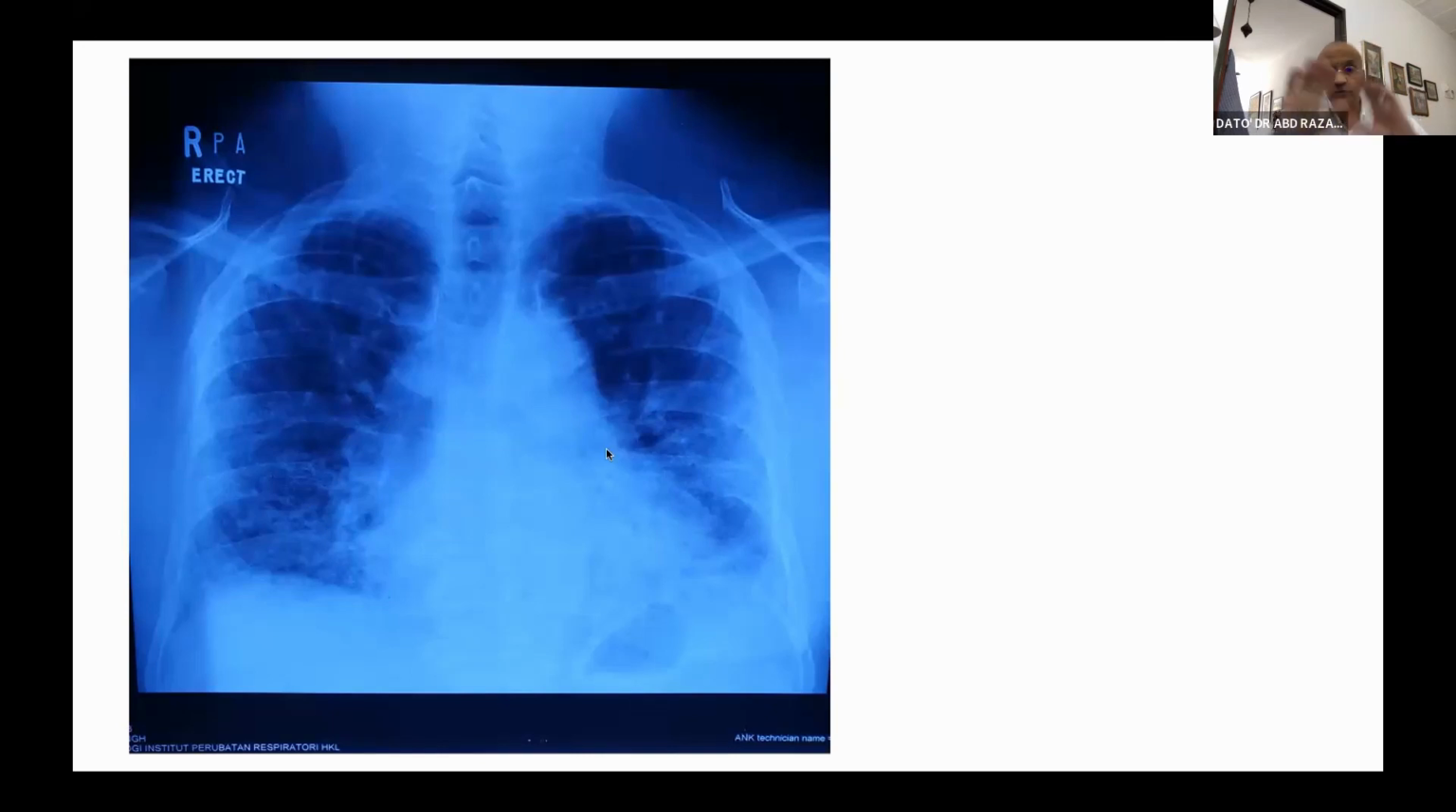This is what they call the reverse bat-wing. The bat-wing you see in heart failure. This is what they call the reverse bat-wing. You see opacity more on the periphery and the bases.